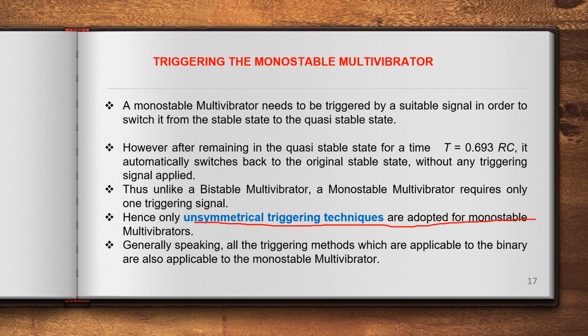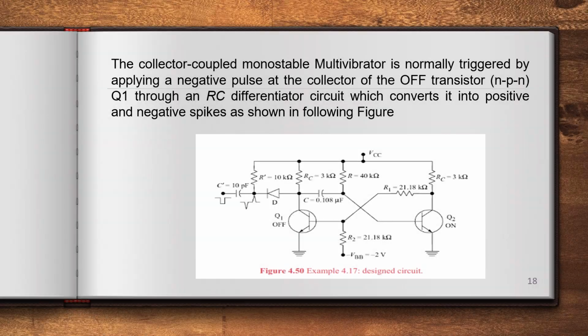Generally speaking, all the triggering methods which are applicable to the bistable multivibrator are also applicable to the monostable multivibrator. The collector coupled monostable multivibrator is normally triggered by applying a negative pulse at the collector of the off transistor, for NPN transistors.